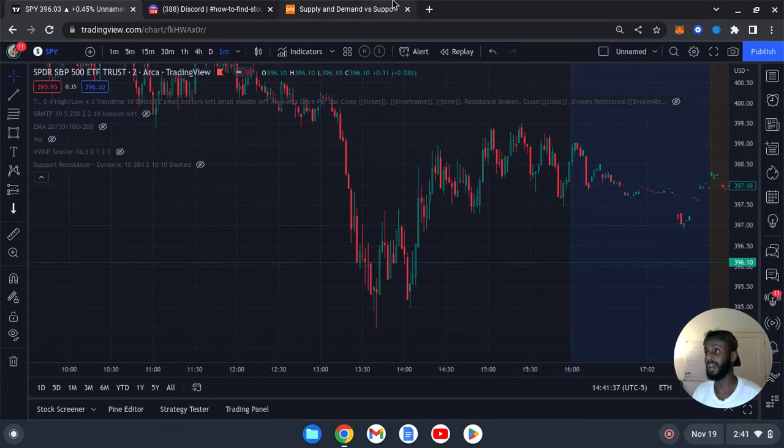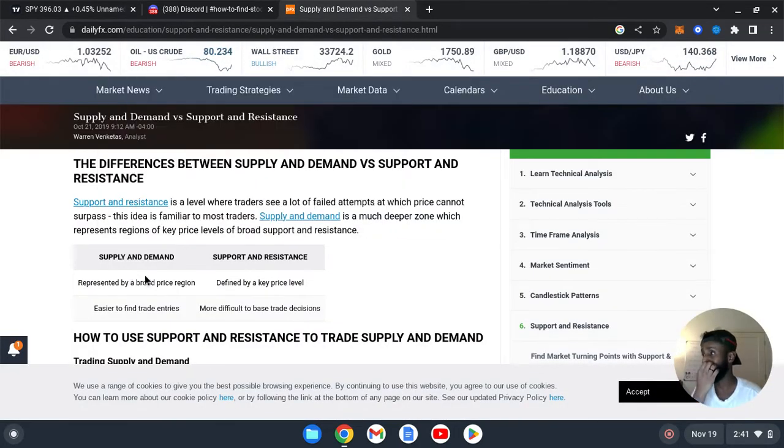The difference between the two is usually that supply and demand is more of a zone, it's more broad, whereas support and resistance are key levels that have already happened in the past. With supply and demand it's easier to find a trade because you have a whole zone to place a trade, whereas support and resistance can be to the penny. But I will show you how to use supply and demand in conjunction with support and resistance to find the best trades.